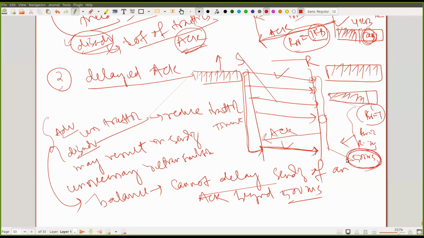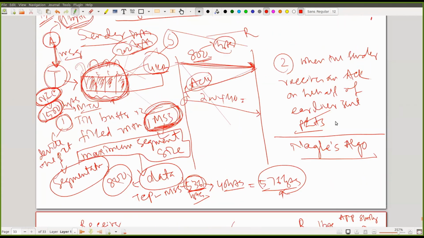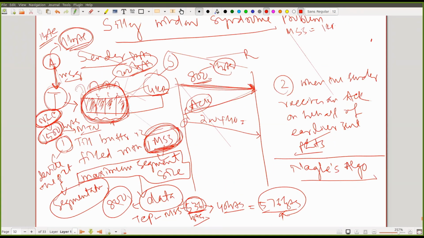Within 500 milliseconds, it has been calculated that my window size will be sufficient, even if my receiver is accumulating the data very slowly, so that the sender can send a decent amount of data without encountering much overhead, thereby handling the silly window syndrome problem. This is how the receiver end can take care of the overhead problem. At the sender side, Nagle's algorithm is used, and at the receiving side, this solution.